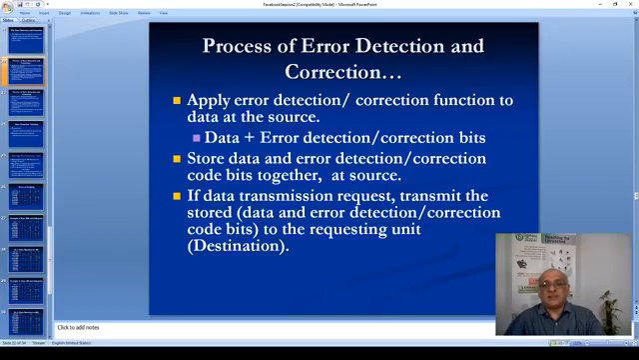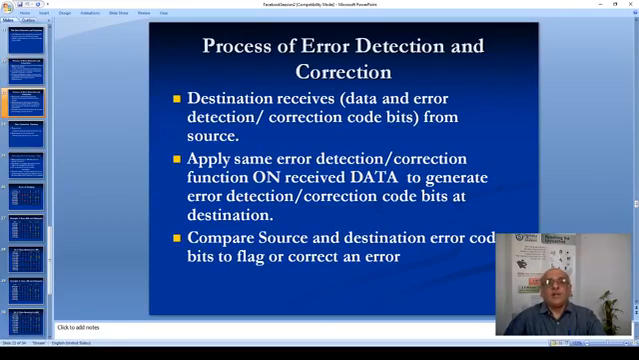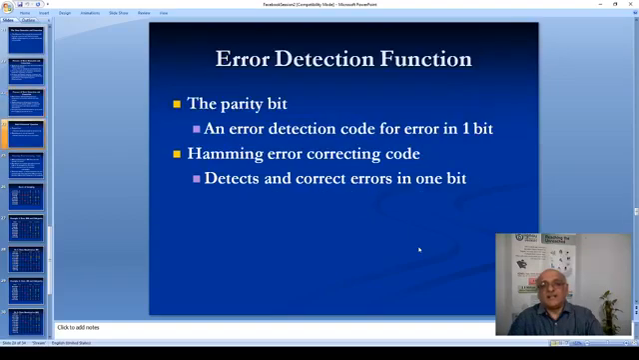Then, if there is a data transmission request, transmit the stored data as well as the error detection and correction bits to the requisite destination. Okay, so at the destination we receive the data and error codes from the source. Then we apply the error detection and correction function once again on the data only, to generate error detection and correction bits at the destination. Then we compare source and destination error code bits, at the destination only, and then try to flag or correct an error. So this is a simple process of error detection and correction.